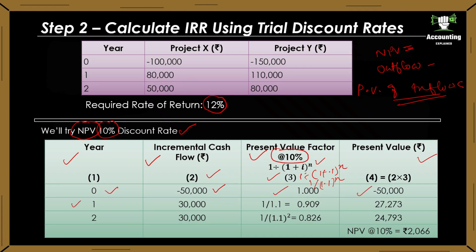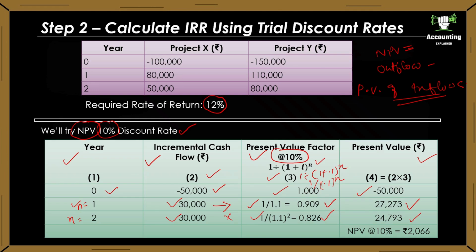Next for year 1. Incremental cash flow is 30,000. Year 1 means n becomes 1. The formula is 1 divided by 1.1 comes to 0.909. So 30,000 into 0.909 is 27,273. Year 2, so n becomes 2. Incremental cash inflow for the second year is 30,000. 1 divided by 1.1 to the whole power 2 is 0.826. So 30,000 into 0.826 is 24,793.